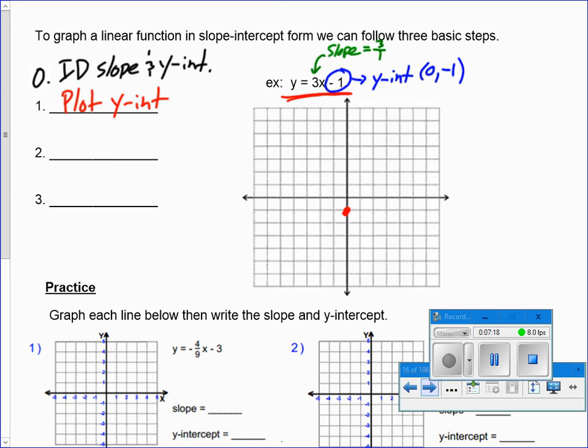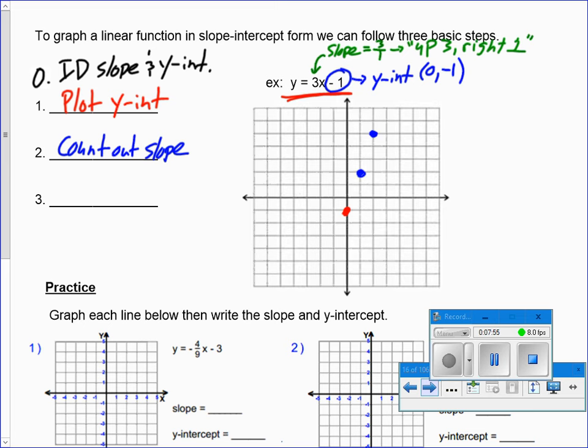Second thing I'm going to do is count out the slope. Our slope we said was 3 over 1, which means in terms of rise over run, I'm going to go up 3 and right 1. That's starting from the point I just plotted, the y-intercept. So I'm going to go up 3 and right 1. Same thing again, go up 3, right 1.